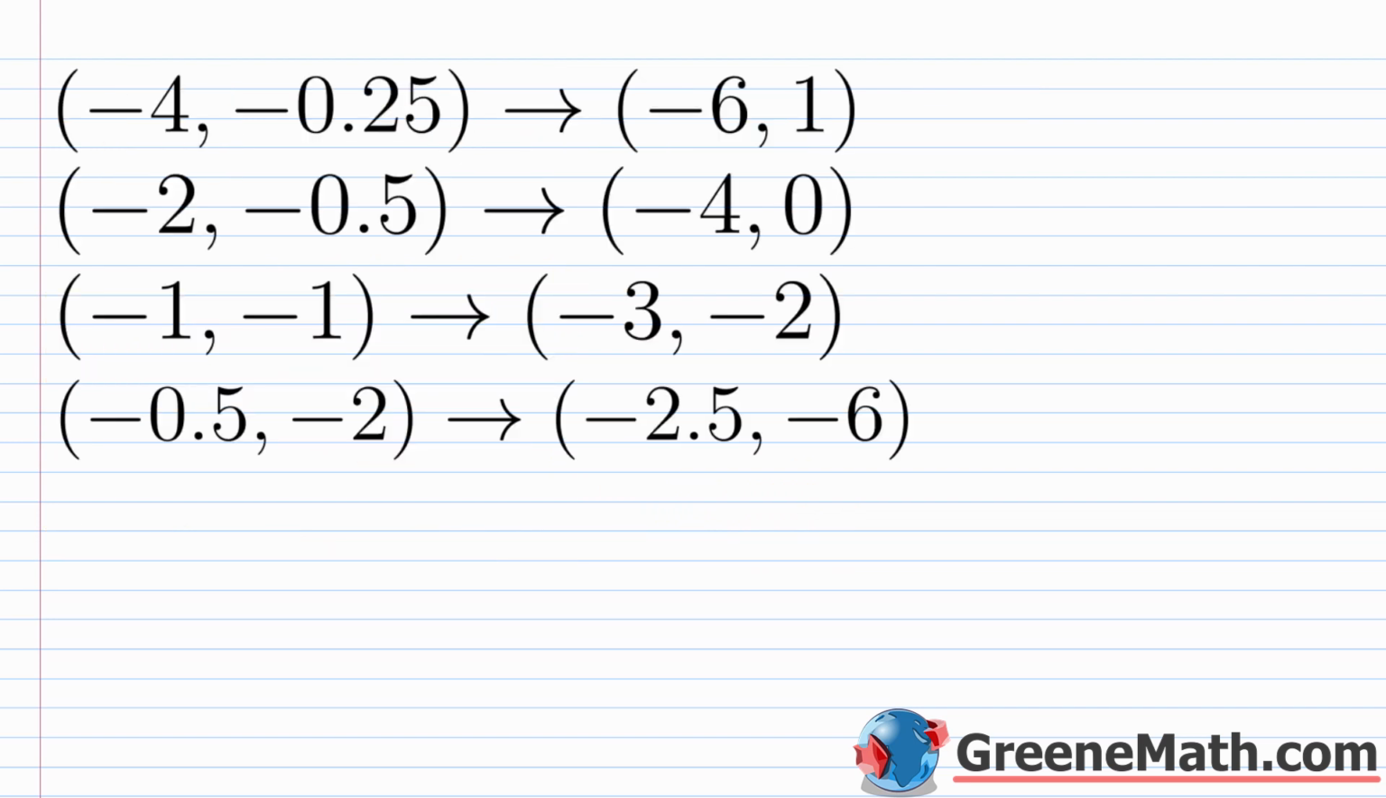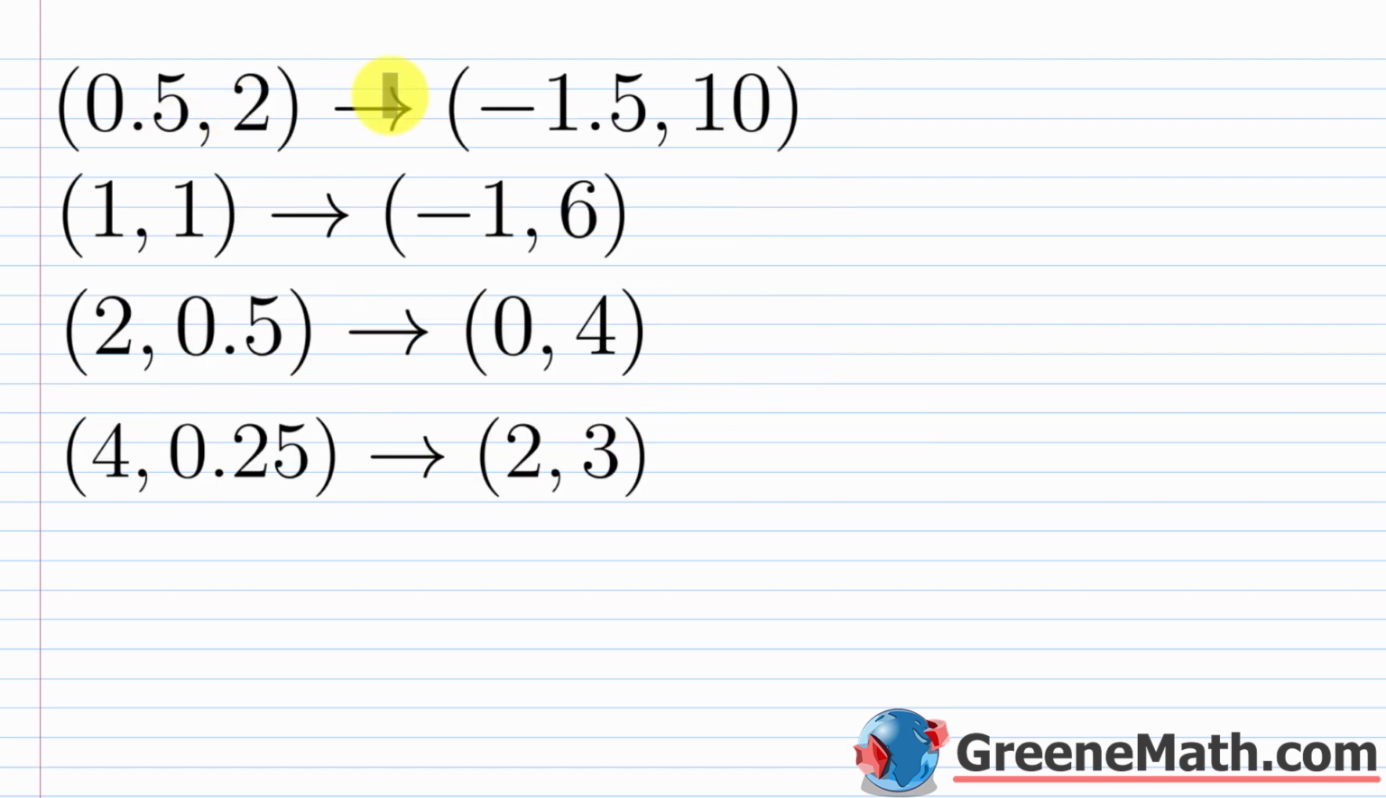These are, again, from earlier on, and you can go through and pause the video and just verify these, but essentially something like negative 4 comma negative 0.25, that's going to go to negative 6 comma 1. Negative 2 comma negative 0.5, that's going to go to negative 4 comma 0. Negative 1 comma negative 1, that's going to go to negative 3 comma negative 2. Then negative 0.5 comma negative 2, that's going to go to negative 2.5 comma negative 6.